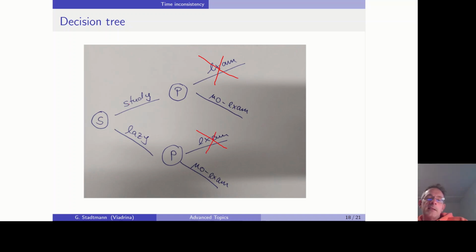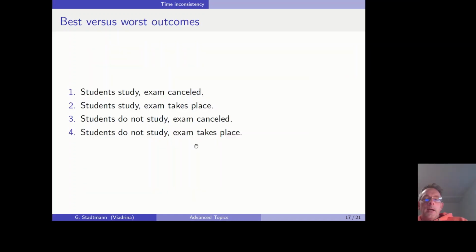So the students can anticipate that the professor has no incentive to give the exam in the end. And therefore, the students opt not to study. And the final result is that the students are lazy and no exam takes place. So let's have a look. The outcome of the game in case the university has no rule in place is that students do not study and the exam is cancelled.